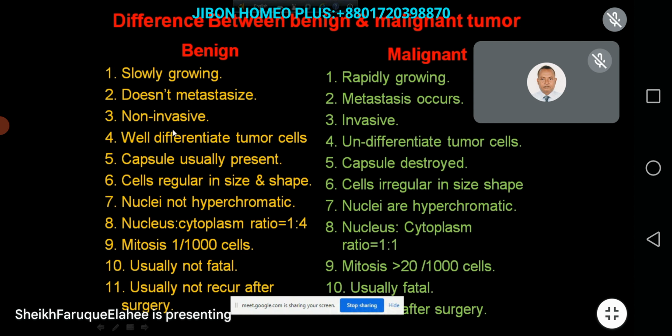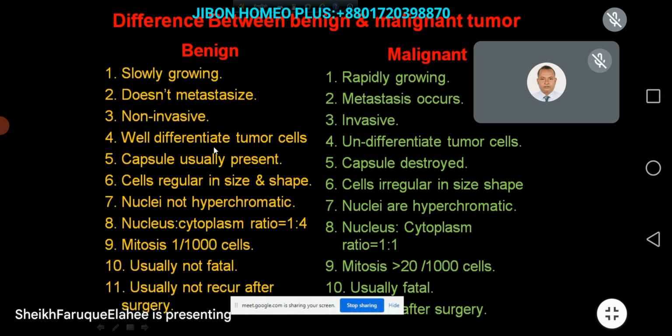Benign tumors are non-invasive, as I said. If there is prostatic neoplasia, this will never go beyond the prostate. This will never invade the adjacent structure. But in malignancy, this will always invade the adjacent structures or organs.